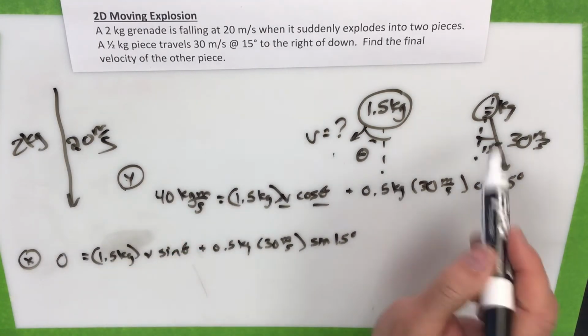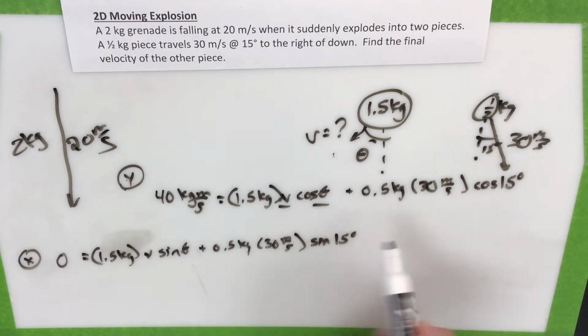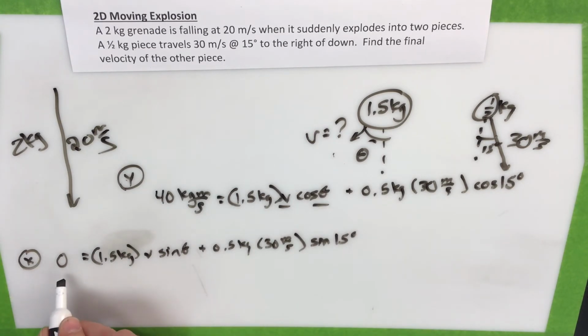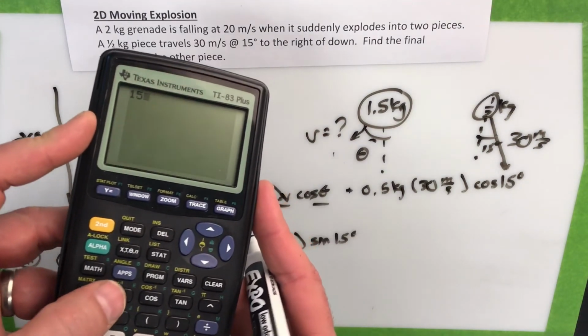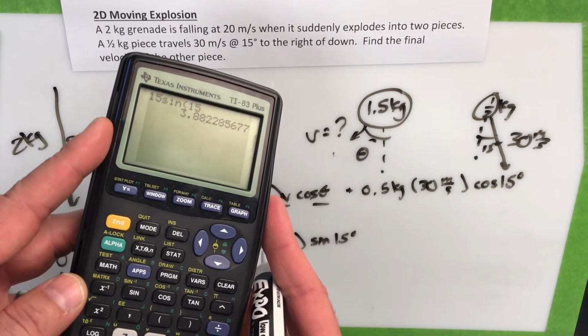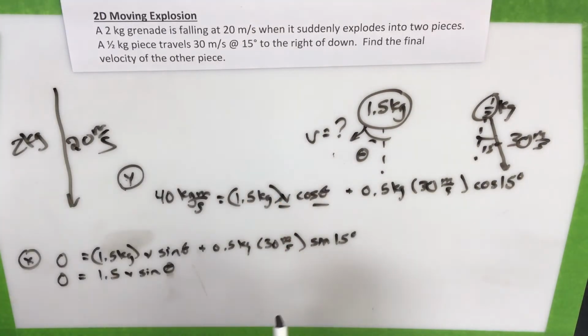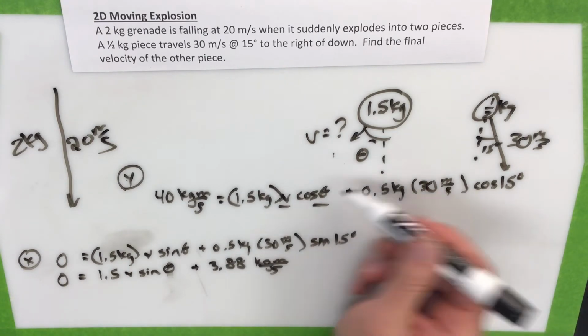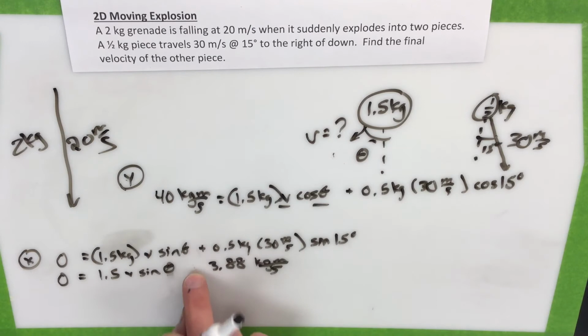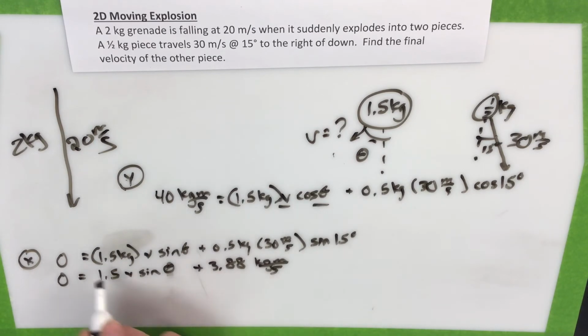But this and that, it's got to be visual. They have to put them together in the right place. Then I can drop all the units to make it simpler visually. 1.5 v sine theta plus 15 sine 15 equals 3.88 kilogram meters per second. But wait a minute, these are going to be opposite. That's that way, that's that way. Maybe I should put a negative in here, or make that positive, make that negative.